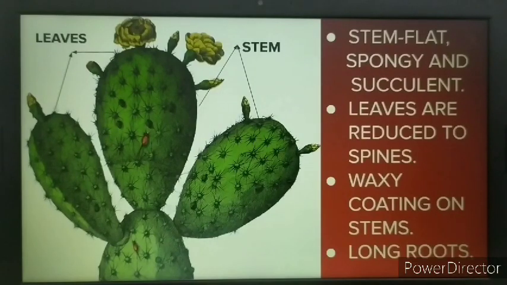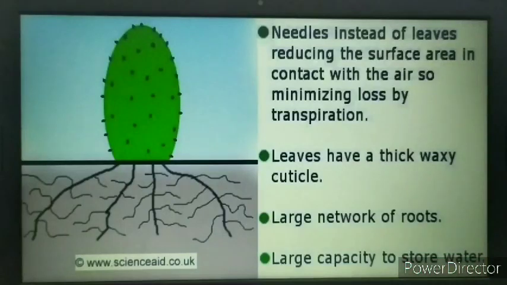Then the roots of these plants. The roots of these plants are widespread, as you can see in this module. They are long enough so that they can penetrate deep into the soil. Why do they need to penetrate deep into the soil? Any idea? Okay, let me tell you.